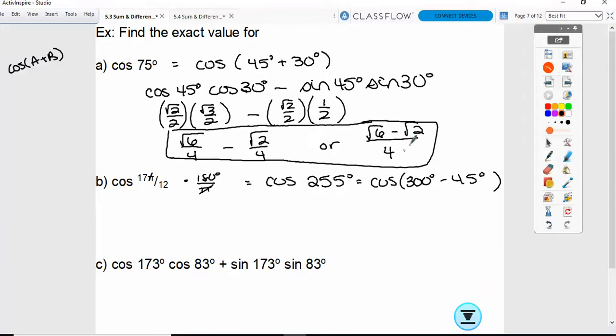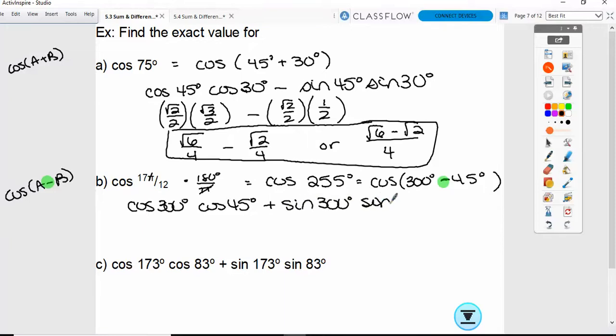So this is a cosine difference because they're subtracted. So we're doing the cosine of A minus B formula. So my A is my 300, so we have the cosine of 300 degrees times the cosine of 45 degrees. One thing, we're not plugging in a negative 45 degrees. This minus is what makes me take the difference formula, so we're treating A and B as positive numbers. Plus sine 300 degrees, sine of 45 degrees.